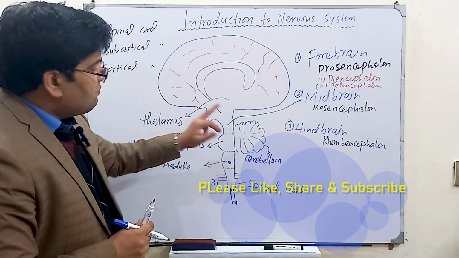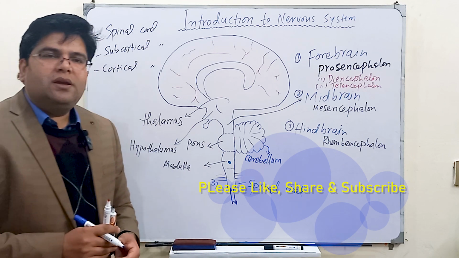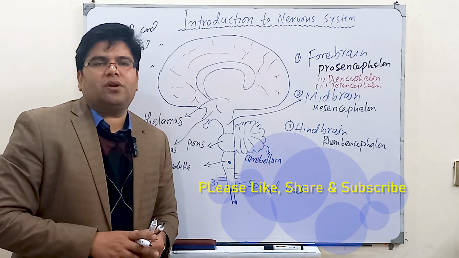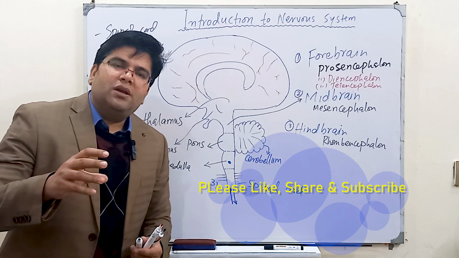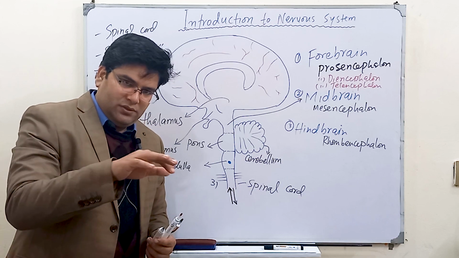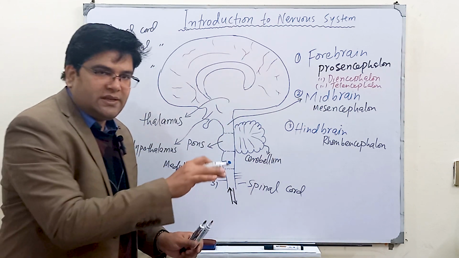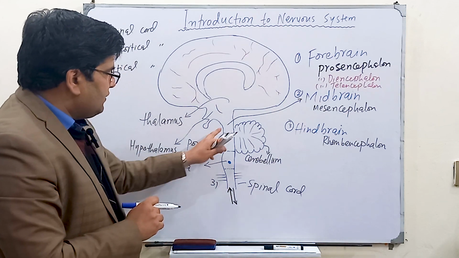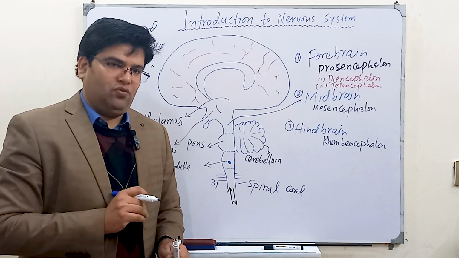What about midbrain? Midbrain contains some nuclei which are relay centers for the auditory system and the visual system. So it means the nerve fibers in the pathways of visual system and auditory system have some nuclei here where synapses are made. And the midbrain is also important to control our eye movements.